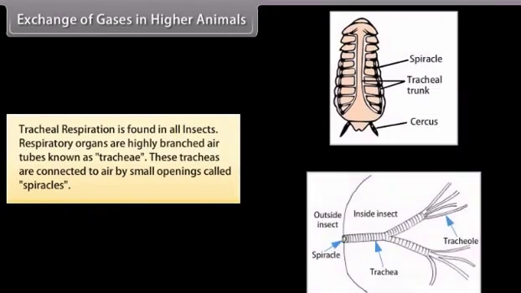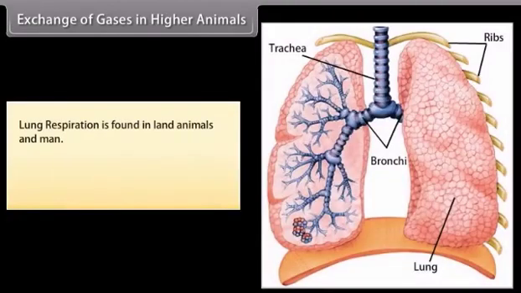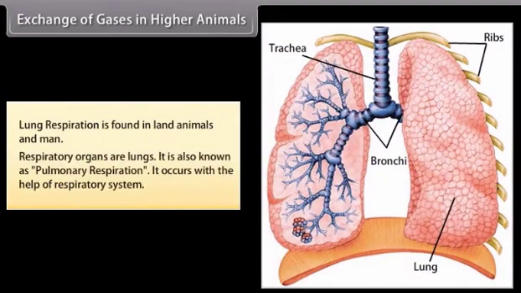Tracheal respiration is found in all insects. Respiratory organs are highly branched air tubes known as trachea. These tracheae are connected to air by small openings called spiracles. Lung respiration is found in land animals and man. Respiratory organs are lungs. It is also known as pulmonary respiration. It occurs with the help of the respiratory system.